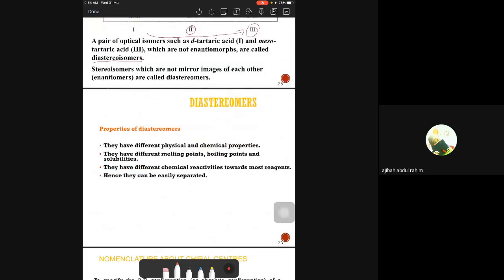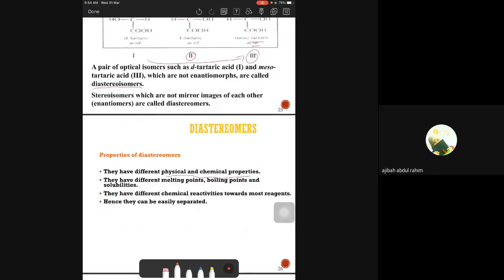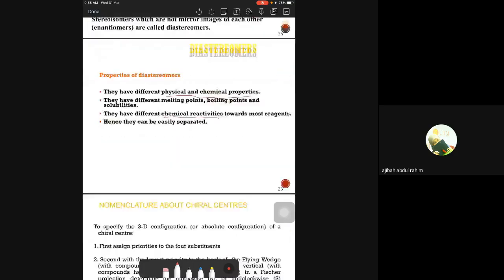The properties of diastereomers are totally different, both physical and chemical. They have different melting points, boiling points, and solubilities. Even though the name is still tartaric acid, they will have different properties altogether. Even their chemical reactivities would be different from the normal tartaric acid. So that would be on diastereomers.